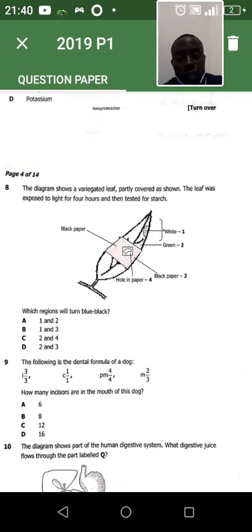So the following is question 9. The following is the dental formula of a dog. So you have incisors, canines, premolars, and molars. How many incisors are in the mouth of the dog? They are talking about I there. You add the number on top, 3, and the number down, 3. 3 plus 3 you get 6. So 6 you multiply by 2, what you get is 12. So the correct answer for question 9 is C, 12.